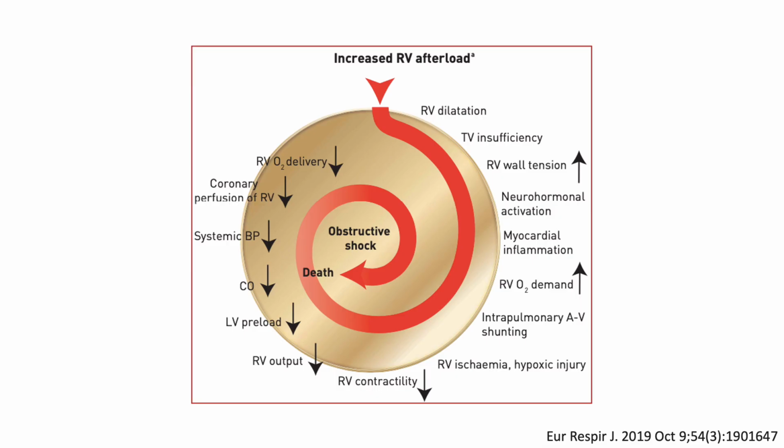And this can set off a very dangerous spiral where if you have RV ischemia, you're going to have a loss of RV contractility and a decrease in right ventricular output. That's going to lead to less filling on the left side and a reduction in left ventricular cardiac output, which leads to hypotension and shock, and it can quickly turn into a death spiral.